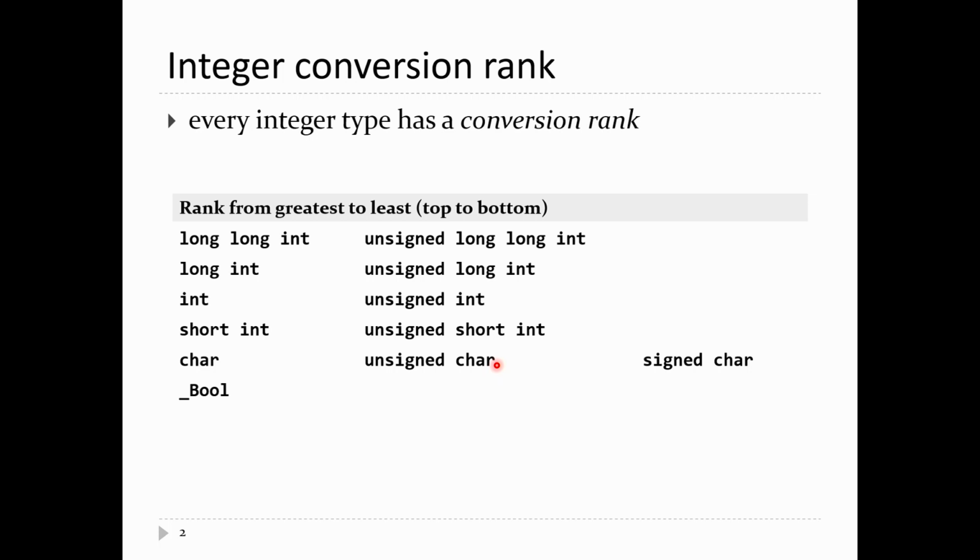All right, so these are just the integer types that we're talking about for the time being. Every integer type has what's called a conversion rank. From top to bottom, we're going down in rank. Long long int, along with unsigned long long int, have the highest rank. Long int and its unsigned variation have the next highest rank. Int and unsigned int, next highest rank, and so on. Bool has the lowest rank because it's only 0 and 1. Notice that the signed and unsigned variants have equal ranks.